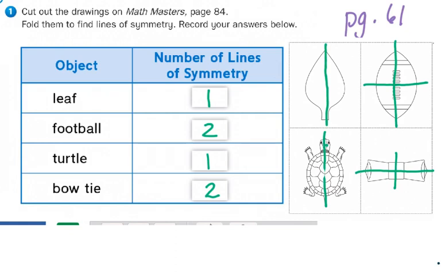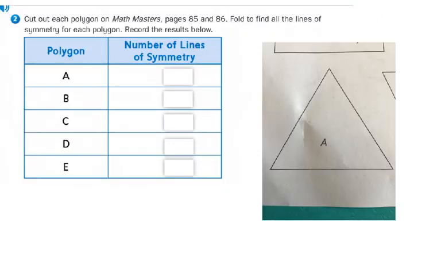Now we're actually going to do some cutting and folding in our next activity. On your white pages on the polygons A through E, you're going to find the triangle A. It says cut out each polygon on Math Masters page 85 and 86, and that was in your Portage pickup from October 28th. You're going to fold to find all the lines of symmetry. So you actually have to cut it out and fold it. And I'm actually going to have you take a picture of this when you're done so that I know that you have done this. So go ahead and cut on the solid lines all around shape A, the triangle.